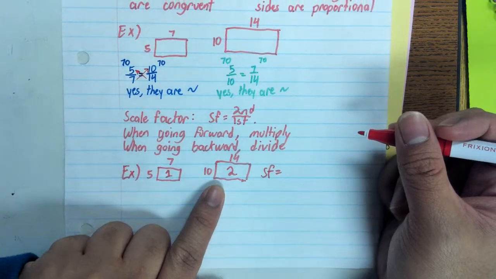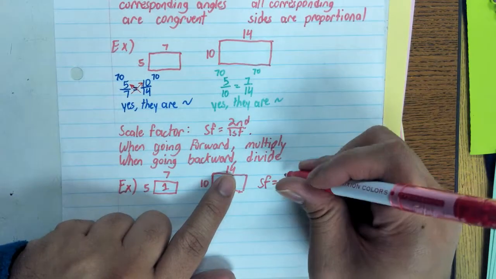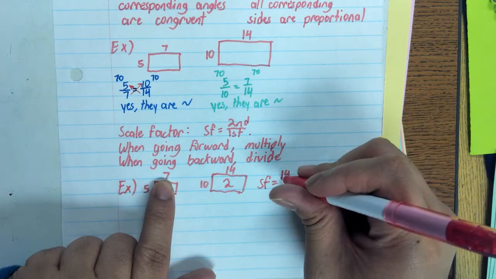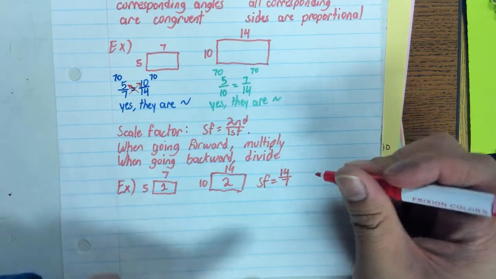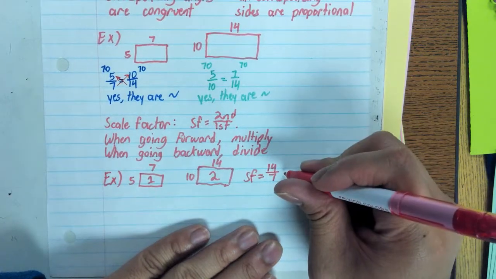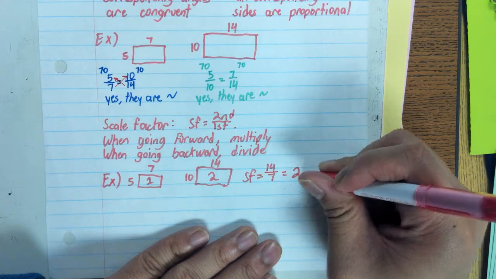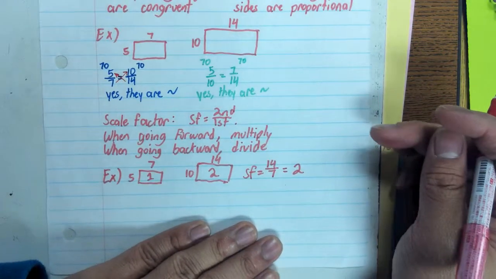So scale factor, we said, is my second divided by my first. That means on my second, I'll pick a side. I'll pick 14. 14 matches 7 on the other rectangle. So it's going to be 14 divided by 7. As always with fractions, we want to simplify if we can. 14 divided by 7 is 2. That means scale factor is 2.